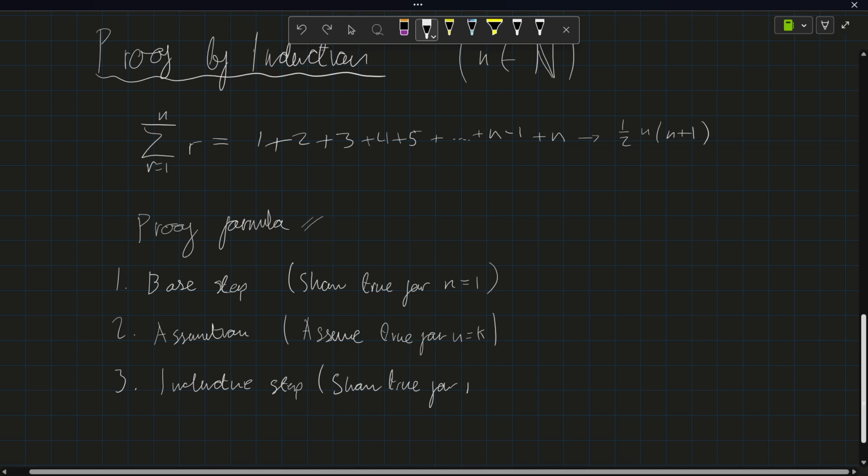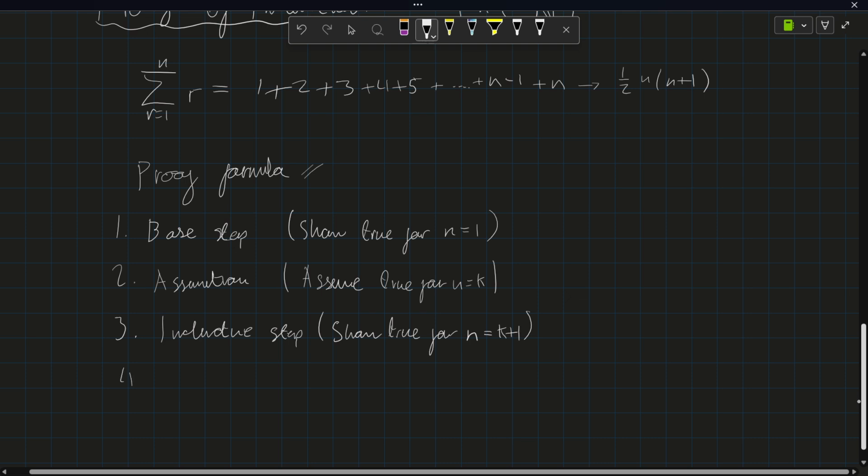Trust me when I say these are ends. True for n equals k plus 1. Finally, we have the conclusive step, which is the conclusion.